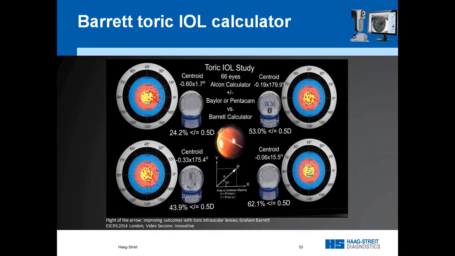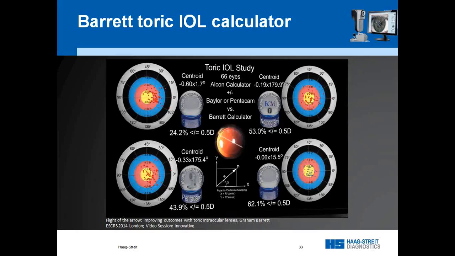Now, going back to Barrett. Barrett not only uses a fixed number to calculate the posterior cornea, but he adjusts it based on the anterior measured cornea. If you look now at his results, the same patient cohort, we could go to more than 60% within half a diopter, and look at his centroid. So on average, he nails the result. 0.06 diopters, it's really spot on.